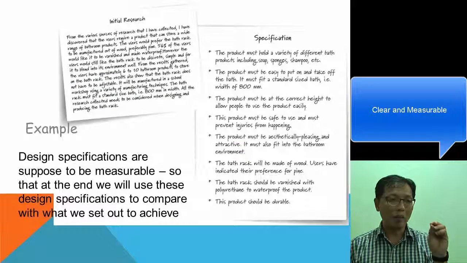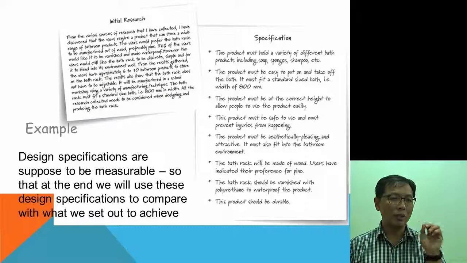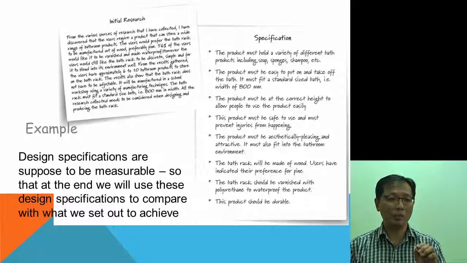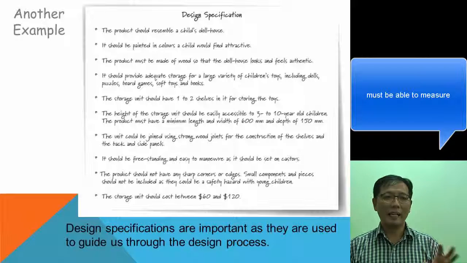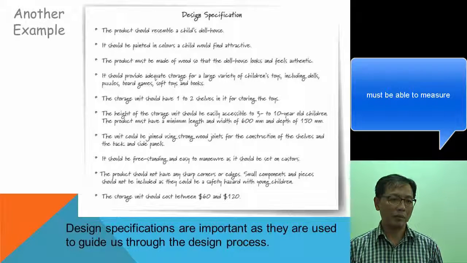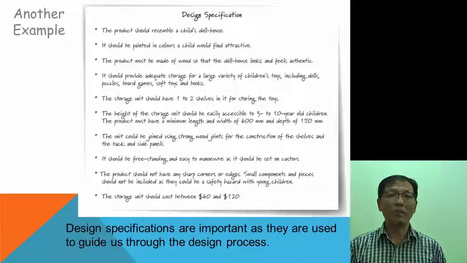It should be measurable, and in the end we are going to use this design specification to compare with what we set out to achieve. So try to be as clear and as specific as possible because we are going to measure them. Another example of a design specification. They are important because they are used to guide us throughout the whole design process.